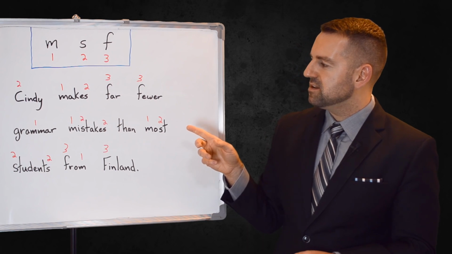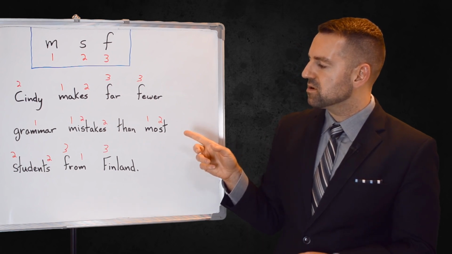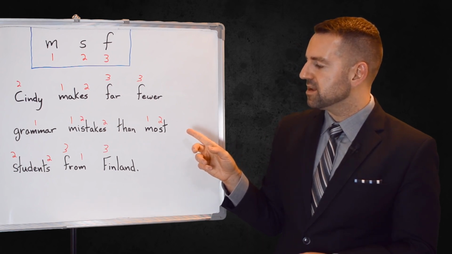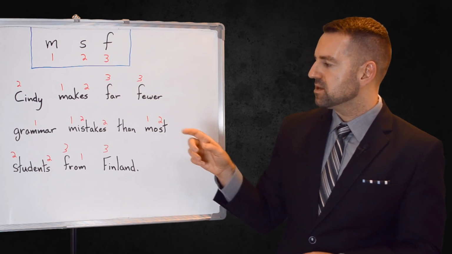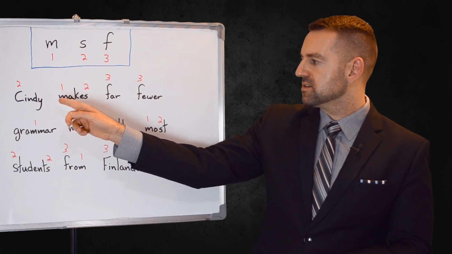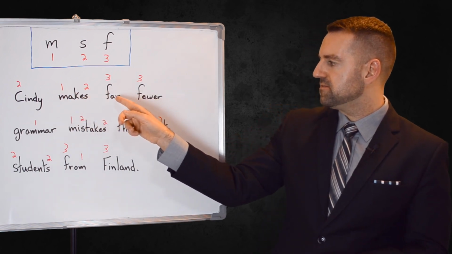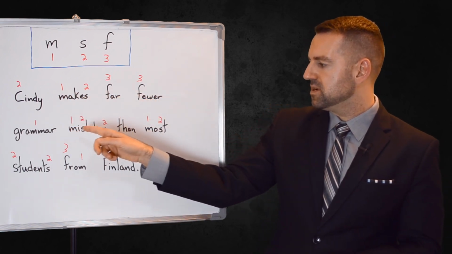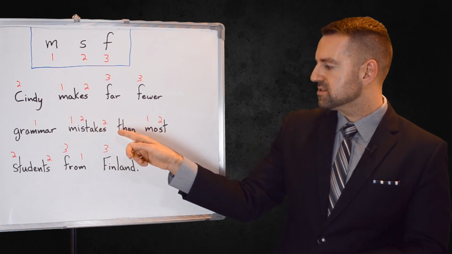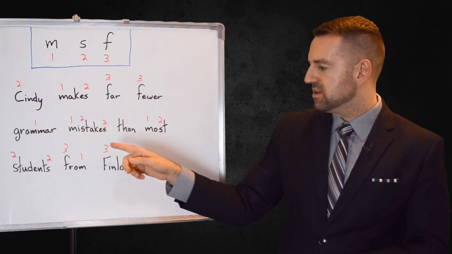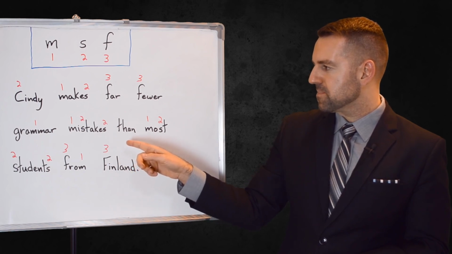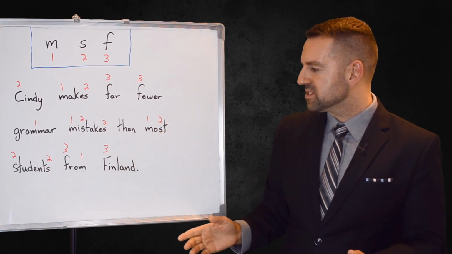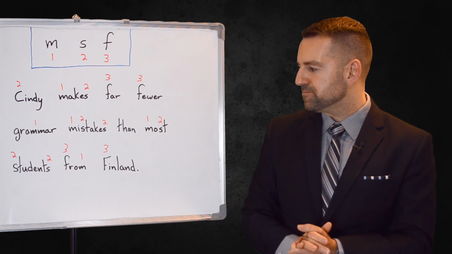So, Cindy makes far fewer grammar mistakes than most students from Finland. Okay, so here we have S, M, S, F, F, M, S, S, M, S, S, S, F, M, F. Cindy makes far fewer grammar mistakes than most students from Finland.